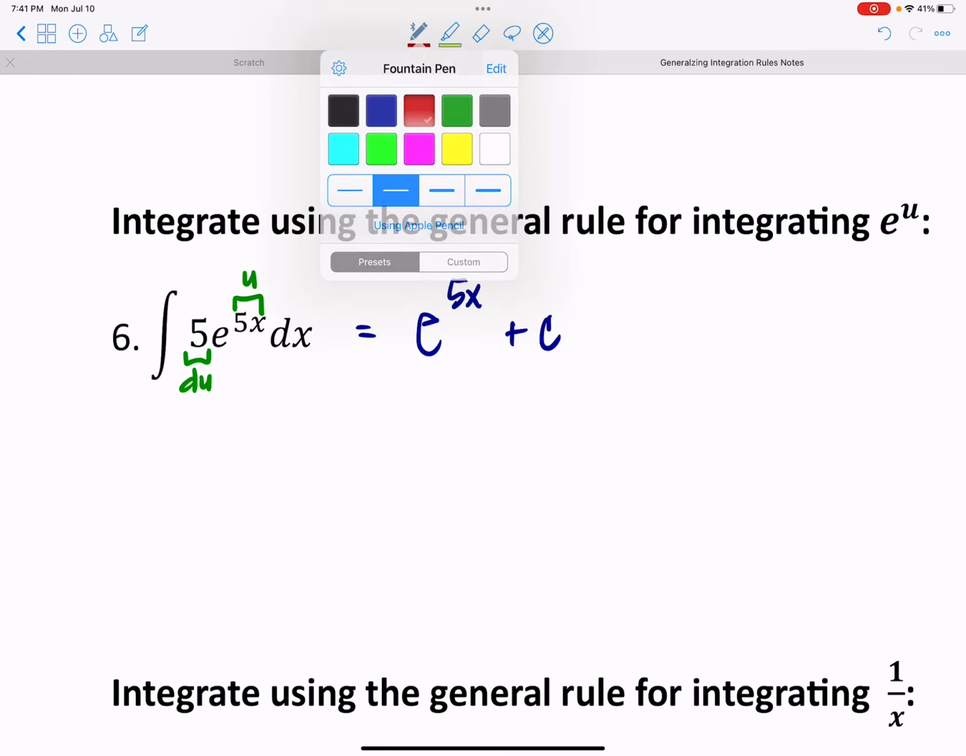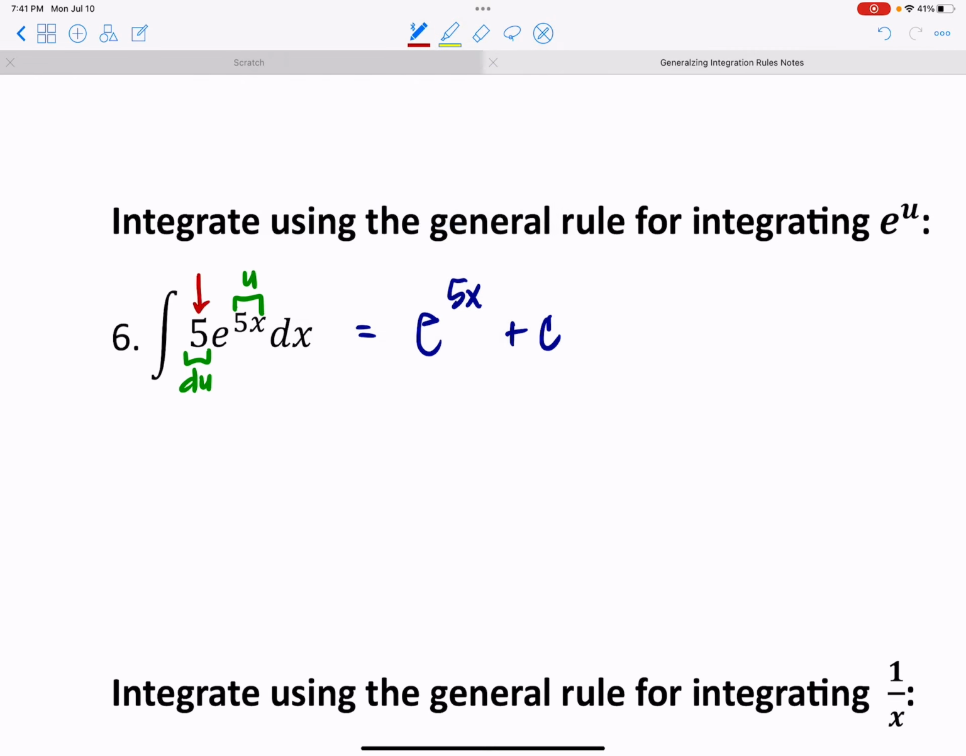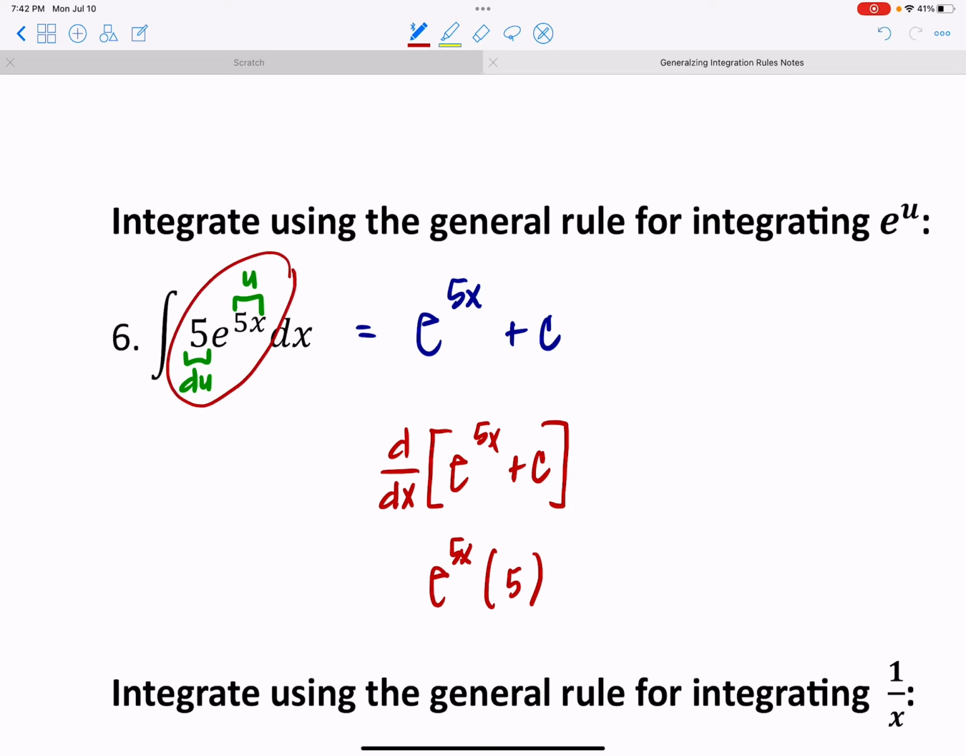And remember, if you're not sure, because some of you might be thinking, I know this is a reasonable thought, that 5 should be here as well, but it shouldn't, because that's the derivative of our inner function. But if you're not sure, remember, just take the derivative with respect to x of e to the 5x plus c. Does it get you back to what you started with? So the derivative for e to the 5x is e to the 5x multiplied by the derivative of that inner function, which would be 5, and then derivative of the constant 0, so that's 5e to the 5x, which is exactly what we have here.